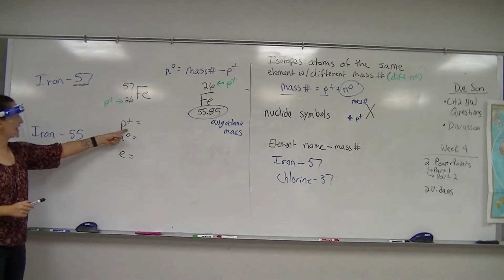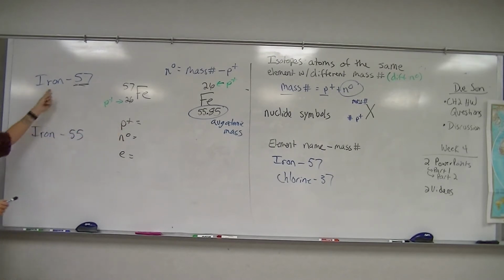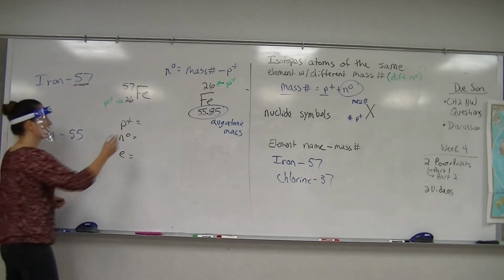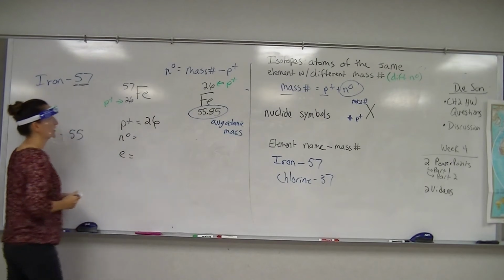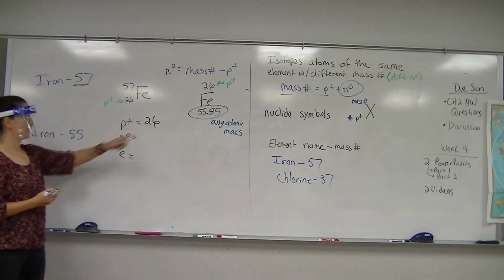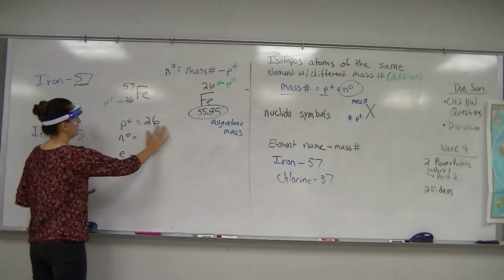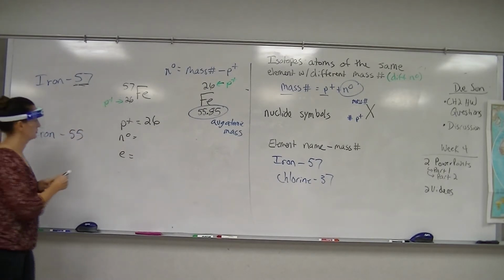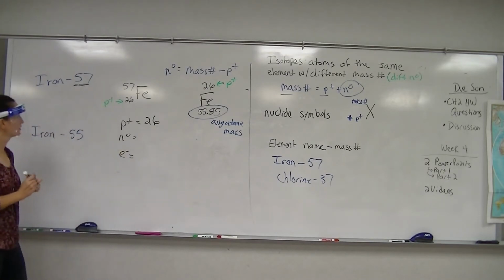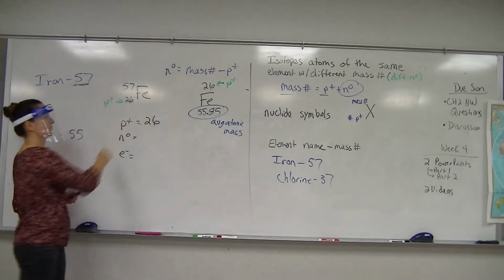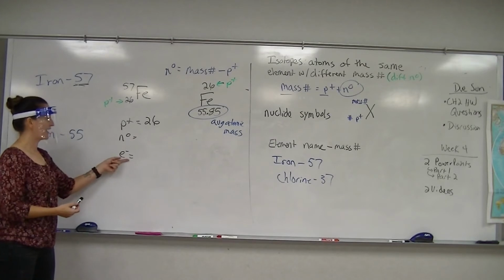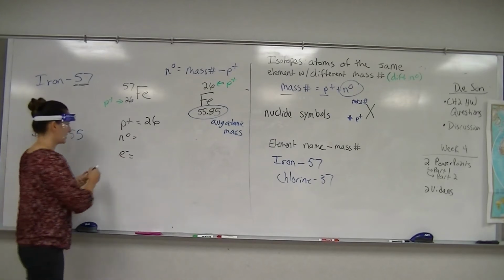The protons, that's the part that remains the same. It doesn't matter which isotope of iron I'm talking about, protons are going to be the same. 26 in this case, it's the atomic number. Now, is this element neutral? Does it have a charge? No, there's no charge there. So what does that mean for my electrons? How many electrons? 26 as well, yes.